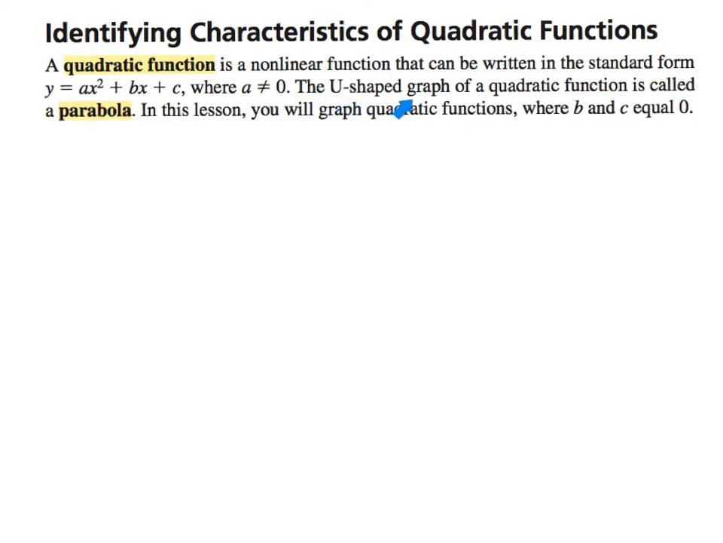The U-shaped graph of a quadratic function is called a parabola, not a parabola. It's a parabola. In this lesson, you are going to learn how to graph quadratic functions, where b and c are equal to zero. So later on, we're going to add in b and c. But right now, b and c are zero. So we're just going to deal with y equals ax squared.